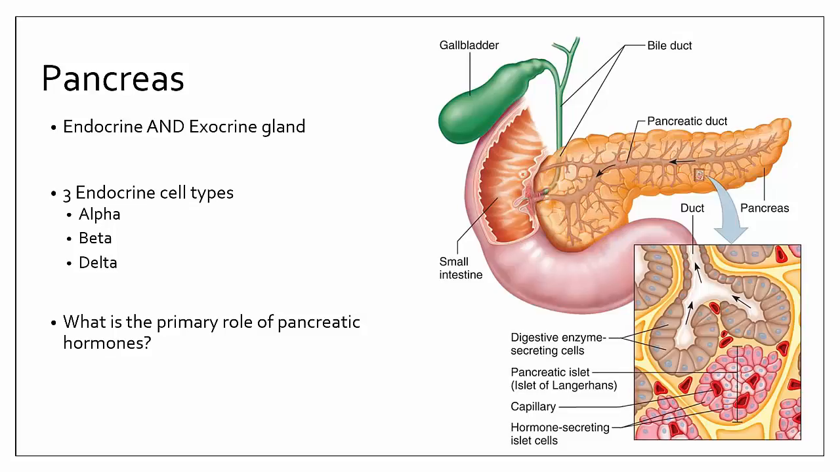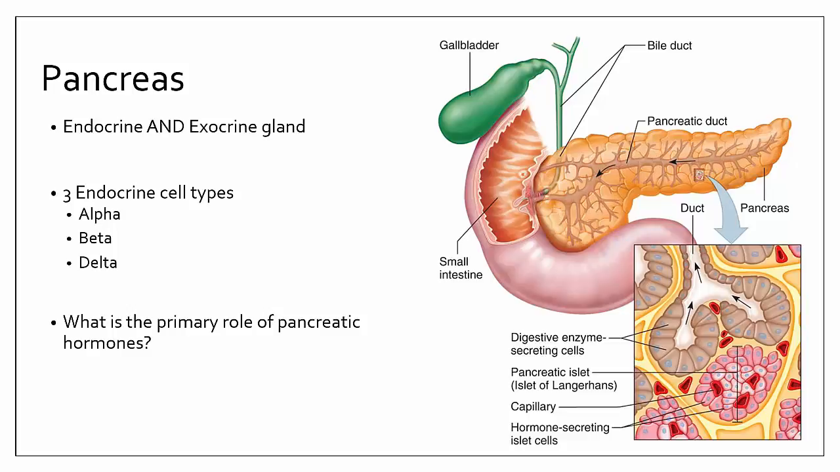Last major endocrine gland that we're going to cover is the pancreas. The pancreas is an endocrine and an exocrine gland. And what is the difference? Exocrine glands release their fluids onto body surfaces. Endocrine glands release their hormones into blood. How is the pancreas also an exocrine gland?